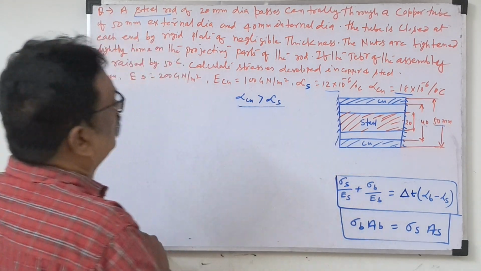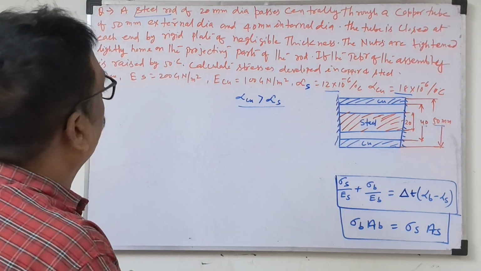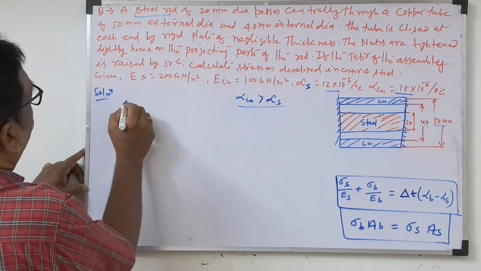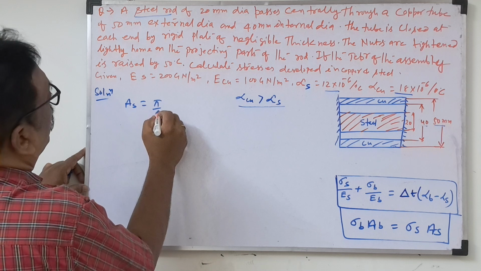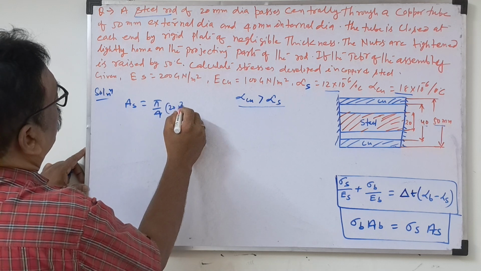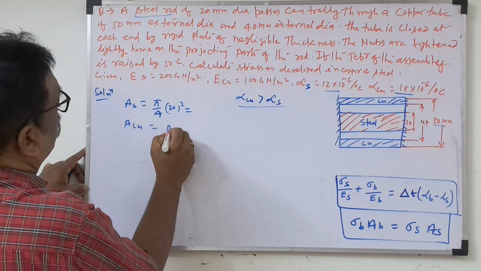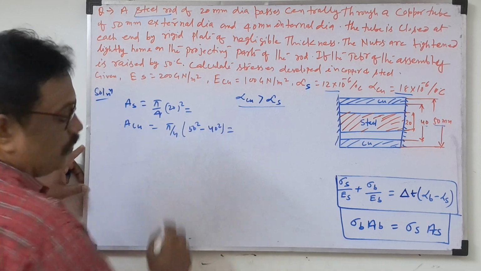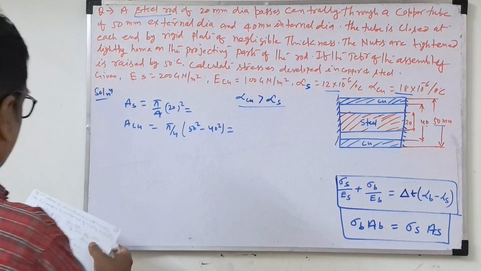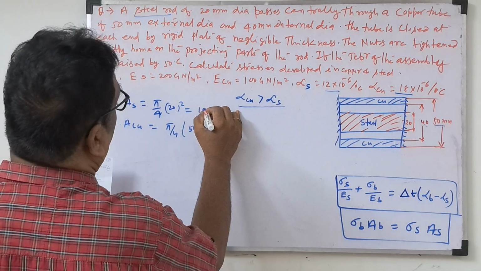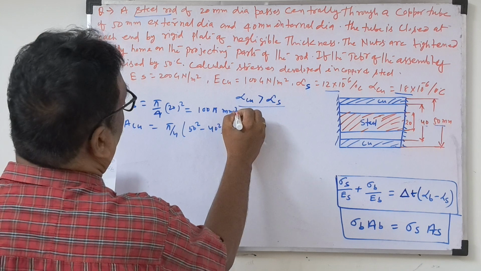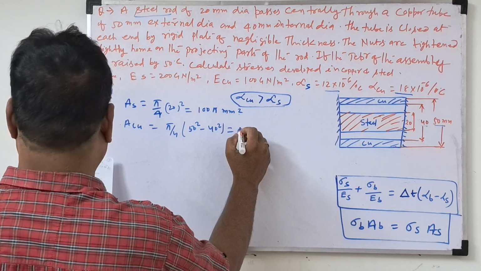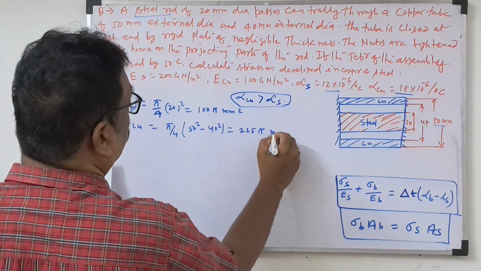Okay, so now how to solve this question. First, the diameters are given. In the solution we write the area of the steel: pi by 4 times 20 whole square. Then the area of the copper: pi by 4 times external dia 50 whole square minus 40 whole square. We calculated this: 100 pi. Keep it as pi because it will get cancelled later. The copper area is 225 pi mm square.